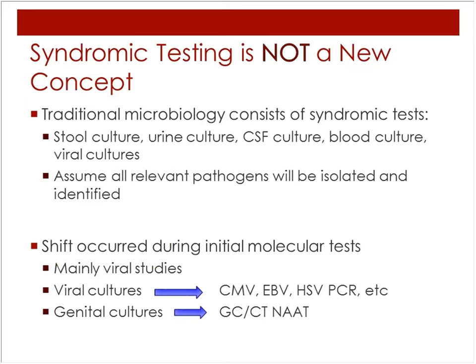So the shift from syndromic testing to individual target testing really only occurred during the initial availability of molecular tests. And this is mainly the case for viral pathogens. For example, viral cultures were replaced by specific targeted PCR, such as CMV PCR, EBV PCR, HSV PCR, etc. And genital cultures were replaced for the most part by GC-CT NAT testing.